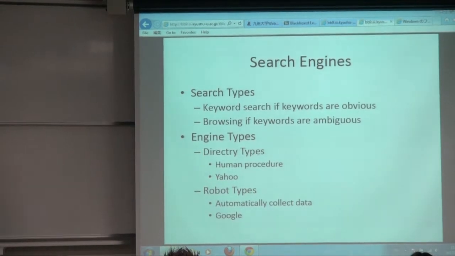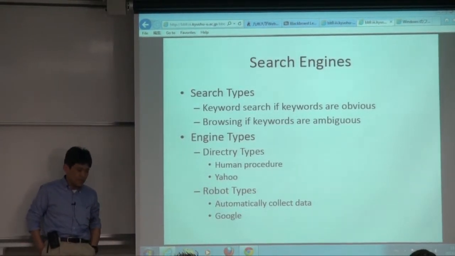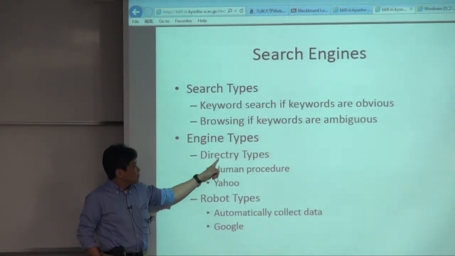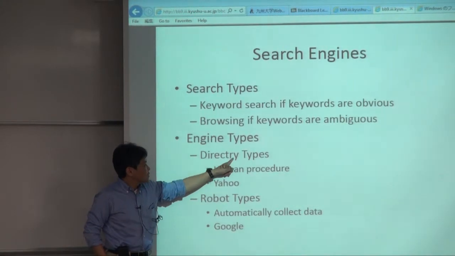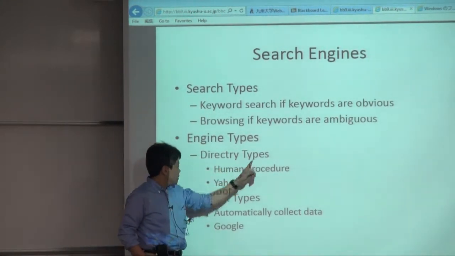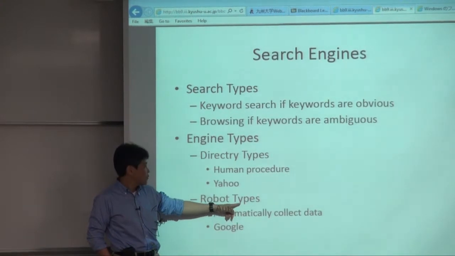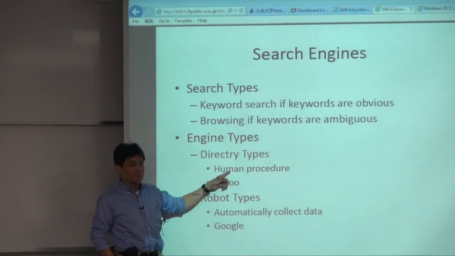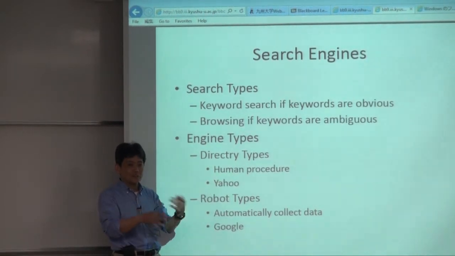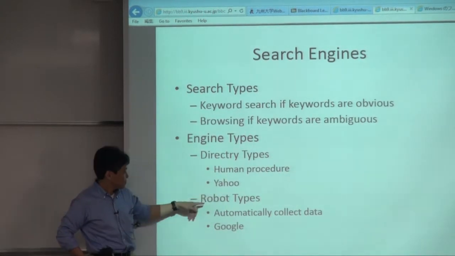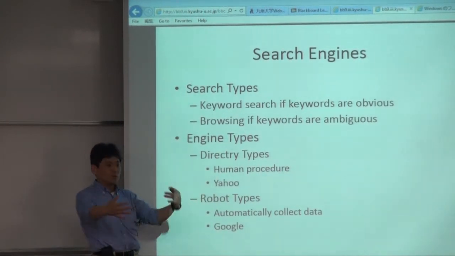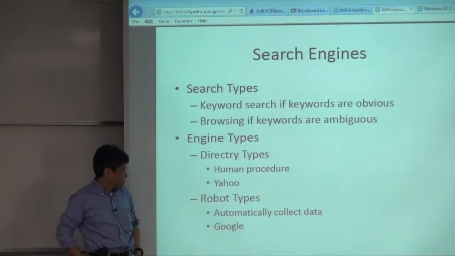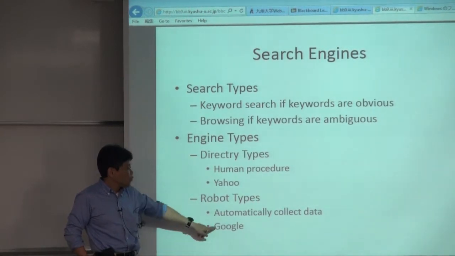And search engines. There are several types of search engines: directory type and robot type. For example, Yahoo is a directory type. In fact, human beings manually change the list of the search engine. A robot type automatically collects the data and makes a list for the search engine. For example, Google. Okay.